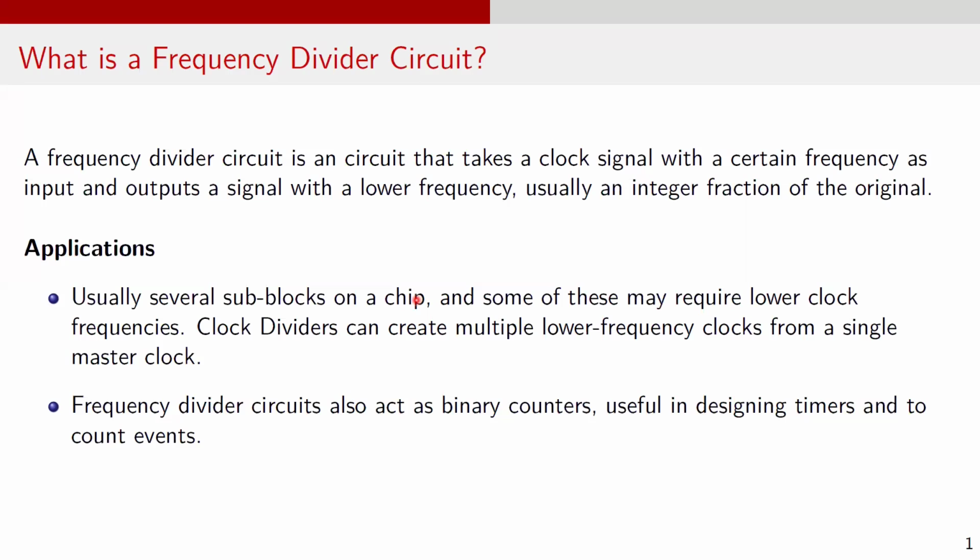In modern systems, a chip may have multiple sub-blocks, and some of these blocks require lower clock frequencies to operate correctly. Instead of using multiple oscillators to generate different clock signals, a frequency divider allows us to derive all the required slower clocks from a single high frequency source. In this discussion, we'll focus on the circuits that generate clock signals with frequencies equal to 1 over 2 to the power n of the input clock frequency.